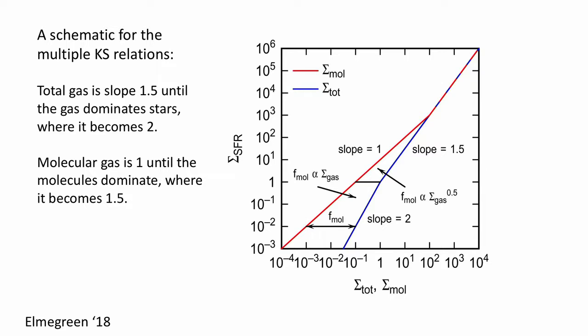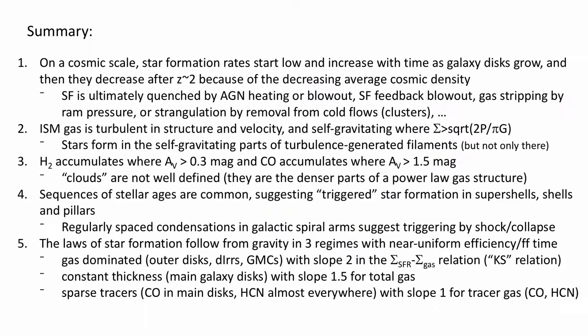So I'll leave you with the summary. My time is way over, but then I've had some questions already. You've seen about cosmic star formation. You've seen about ISM structure and turbulence and about molecules. You've seen the age sequences and the laws of star formation, which I think are mostly a result of gravity operating in a turbulent medium with the various selection effects from the tracers you happen to be looking at. Okay, thanks.